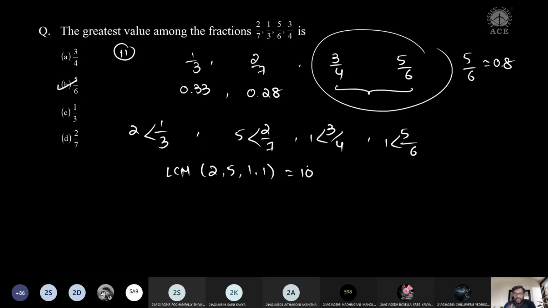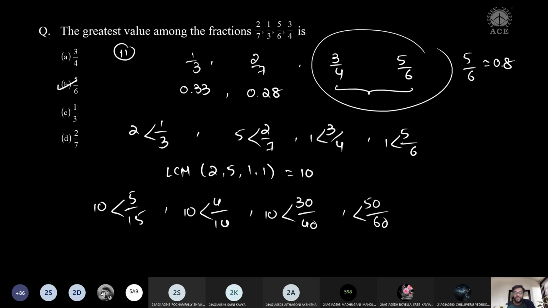I need 10. If you want 10 as the common difference, we should multiply this with 5: 5 by 15, difference 10. Here I should multiply with 2: 4 by 14, difference 10. Here I have to multiply with 10: 30 by 40, difference 10, and 50 by 60, difference 10. All have a common difference of 10, so whichever has the highest numerator, the largest numerator will decide the largest fraction.